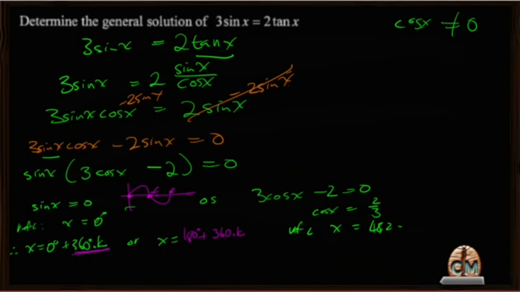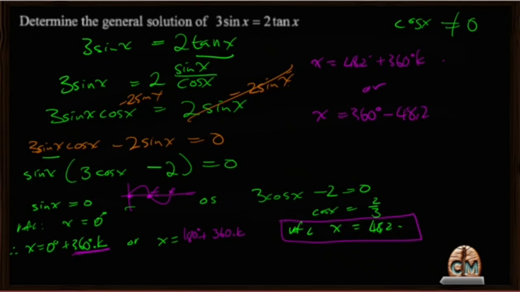Now for our second set over here, our second reference angle, that'll just be x being equal to 48.2 degrees plus 360 degrees times k for the first quadrant solution. That's where cosine is positive, or x is equal to, well, 360 degrees minus 48.2 degrees, which is 311.8, plus 360 degrees times k.